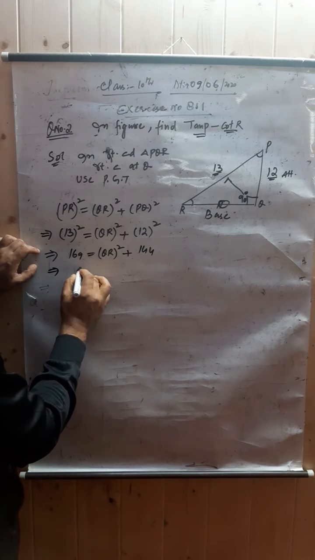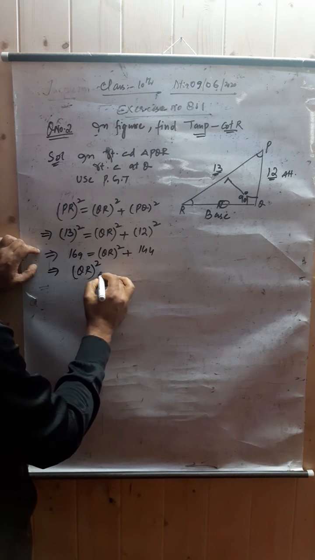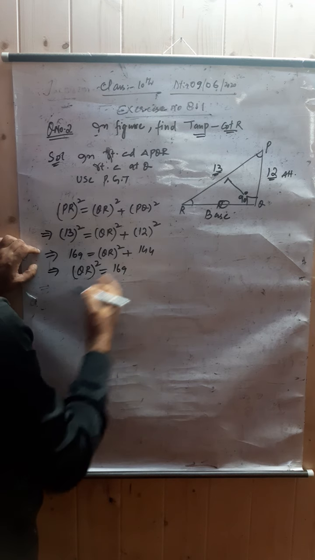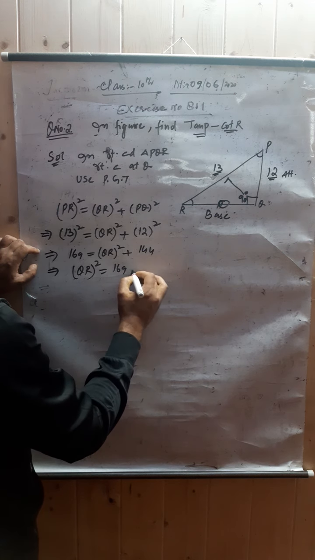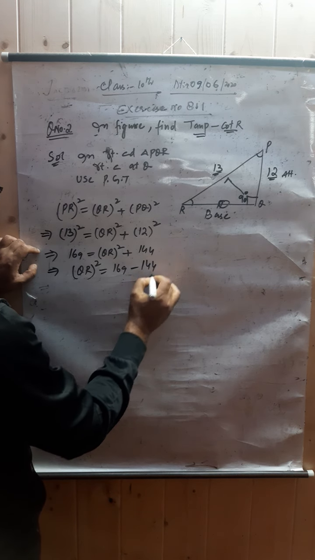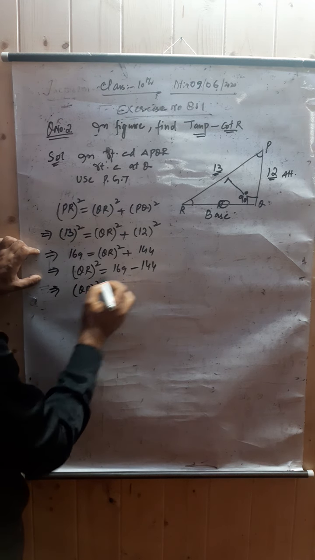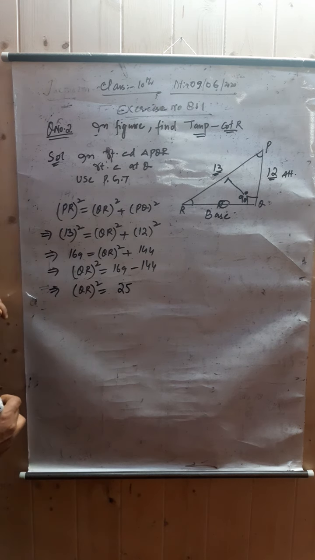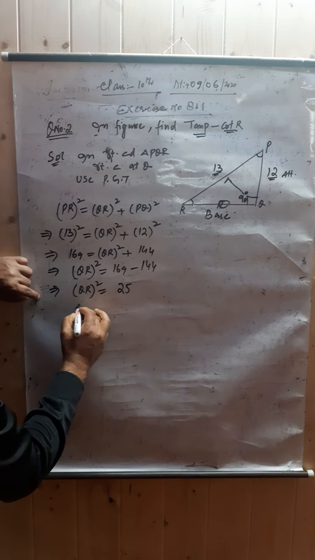Thereafter, write QR square and do simple transposing. QR square is equal to 169, and transpose this 144. Once we transpose it from the right side to the left side, the sign will change, so we get a negative sign at 144. Subtracting 144 from 169, we get QR square is equal to 25. But we need the side without the square, so taking root on both sides.